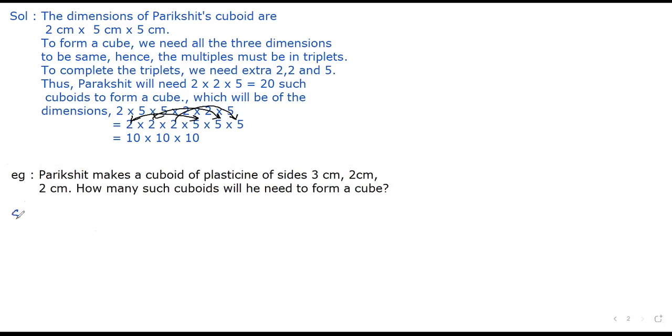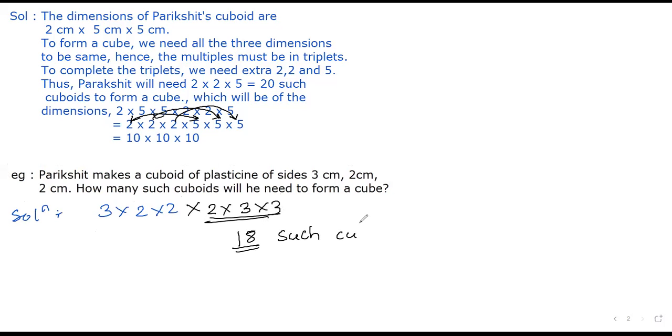Check. So we will just write like this in simple words. 3, 2, and 2, and with your pencil, write the extra ones. What extra do you need? 1, 2, and 2, 3. 1 times 2 and 2 times 3. So what is the answer? 18. So 18 such cuboids. Directly you get the answer now. Yes or no? 18 such cuboids to form a cube.